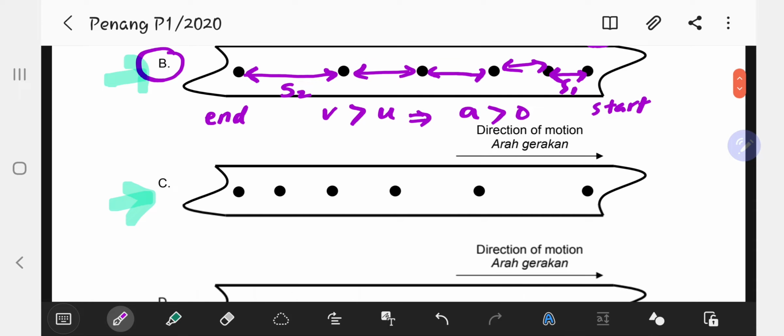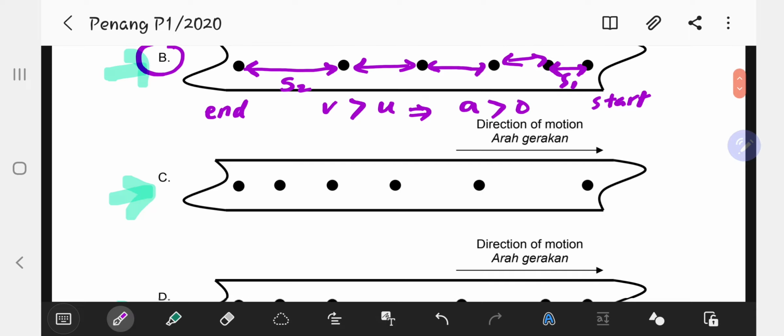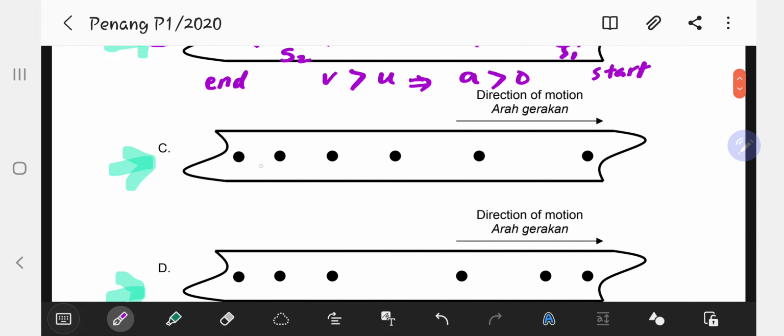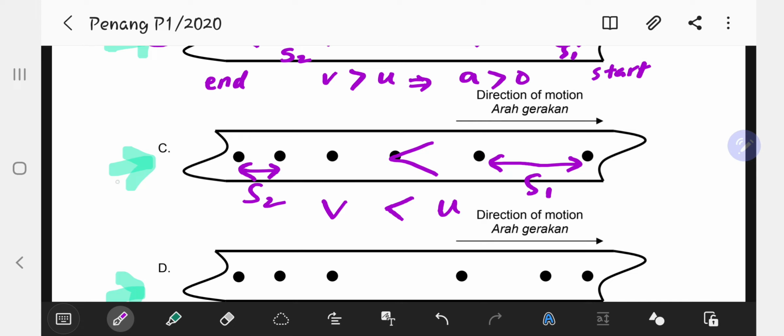Now look at C. What can you say about the acceleration of the object? Obviously, you can see that the initial displacement is bigger compared to the final displacement. If S1 is bigger compared to S2, we say that V is smaller compared to the initial velocity. So in this case, for C, the object is having A smaller than 0. This is where the object is having constant deceleration. C will be constant deceleration.